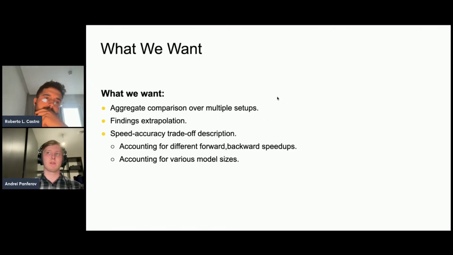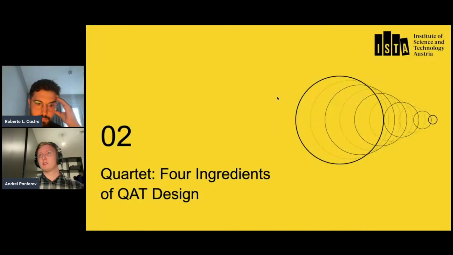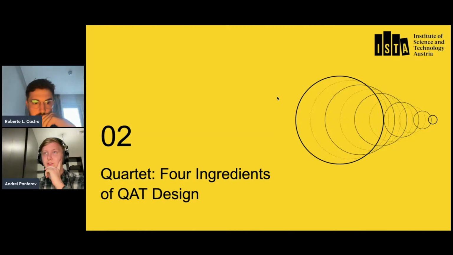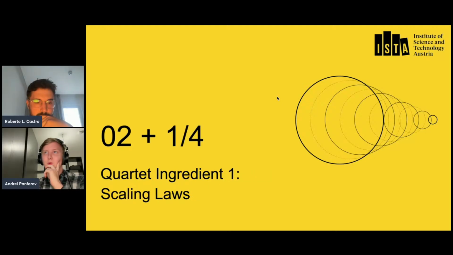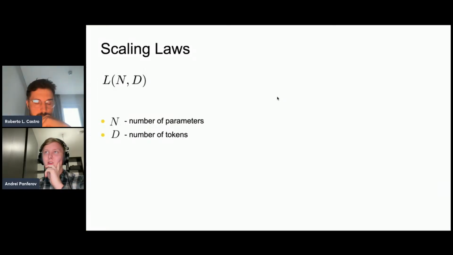For example, like forward quantization, which can be done in one precision, providing certain speedup, and backward quantization, which can be done in the same or different precision, providing different speedup. And let's start building this comparison model. And to start with, let us first learn how to compare accuracies in a more robust way. And to do this, we employ scaling laws.